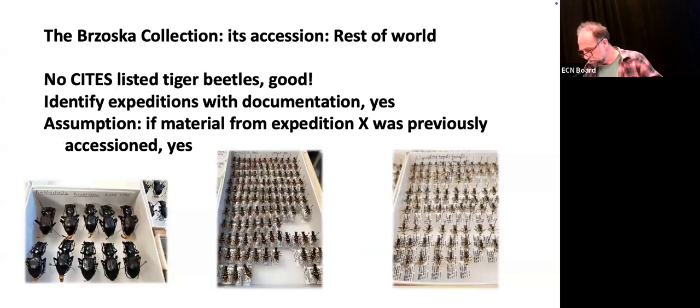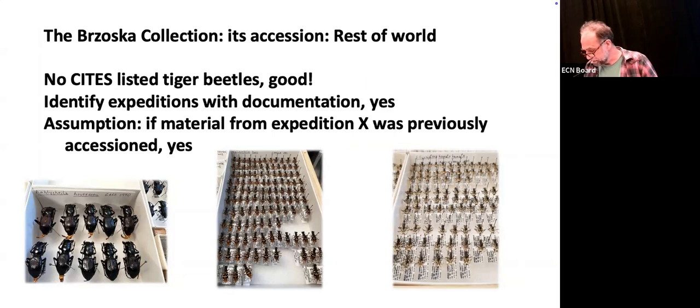Now, most of the Nearctic material is finished, and I'm now adapting the process for other bioregions. And first, as far as I know, there are no CITES listed tiger beetles. Don't have to worry about that. If we have the documentation from an expedition, great. However, that's not true for a good portion of the material, so now what?